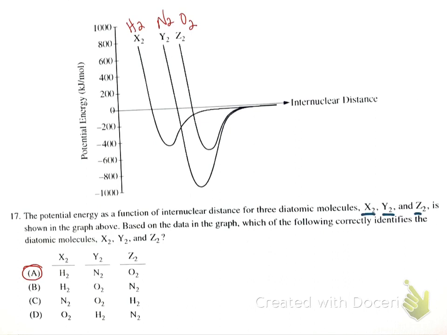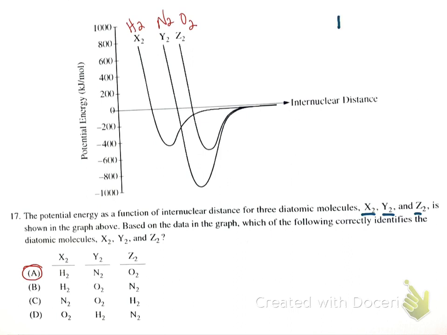X, Y, Z, what does it correspond with, hydrogen, nitrogen, or oxygen? So the correct answer per College Board is A. So I wanted to give us some insight into that. So this one is definitely a little bit tricky. So first, the thing we can look at, hydrogen, nitrogen, and oxygen, right?